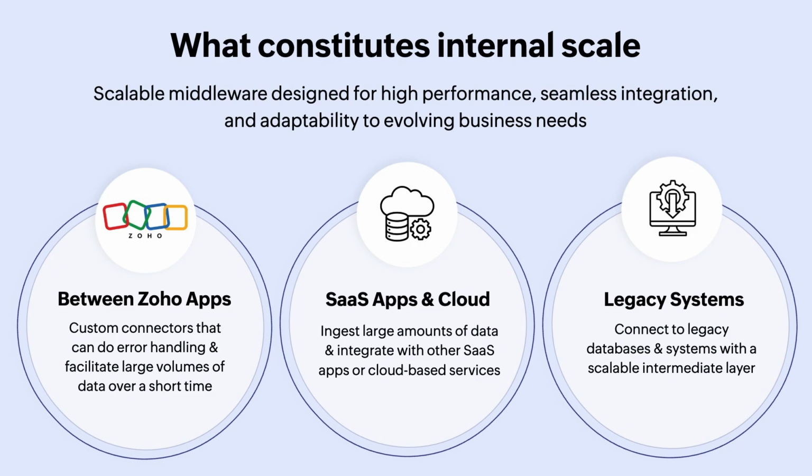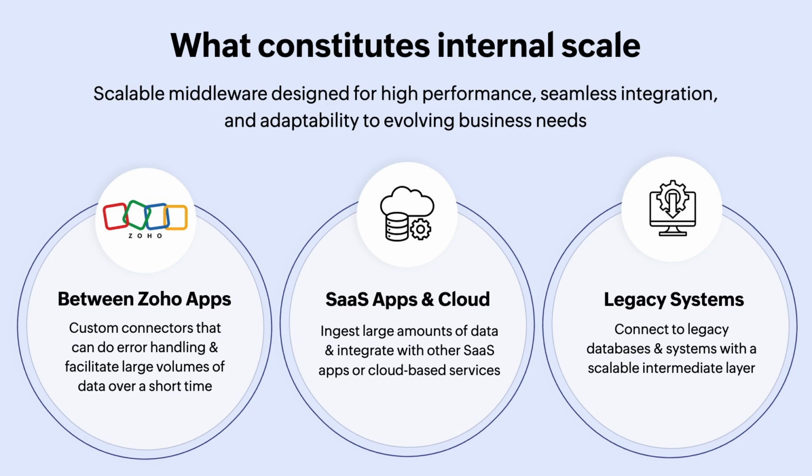So what constitutes internal scale? It could be between Zoho apps. So you have, say, a CRM running and Creator, where you want to move large chunks of data between the two. It could be SaaS applications and the cloud. So this could be data originating from an external SaaS app or data originating from a custom application coming in. Classic example being an e-commerce front end being connected to inventory and lots of data moving in. You're doing a flash sale.